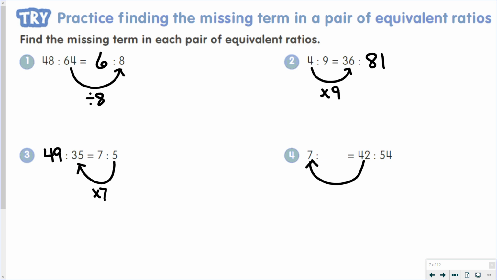And then to get from 42 to 7, we have to divide by 6. So we divide 54 by 6 to get 9.